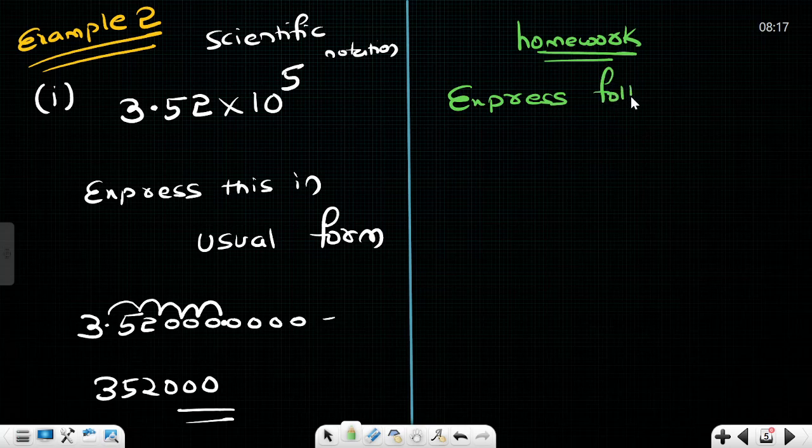Express the following in usual form. I am giving you the second and third bit.